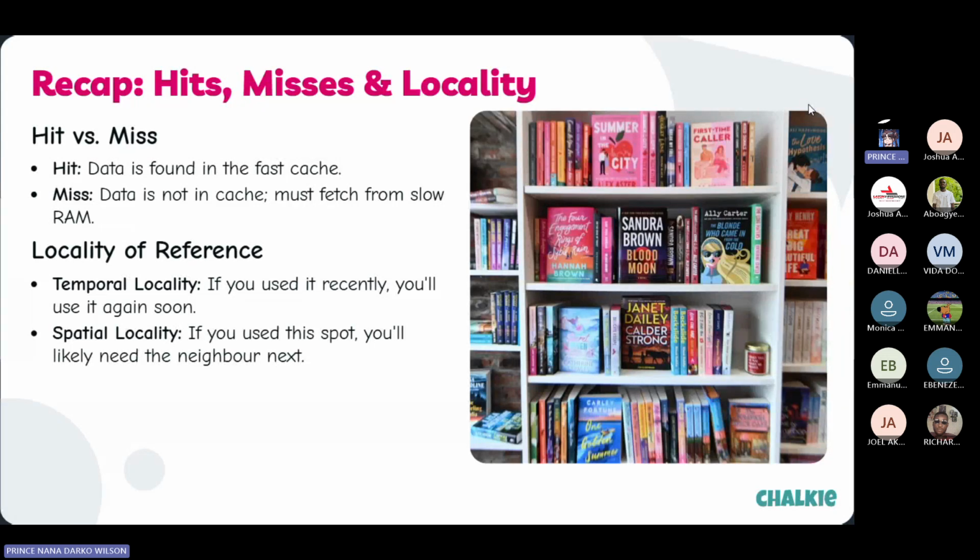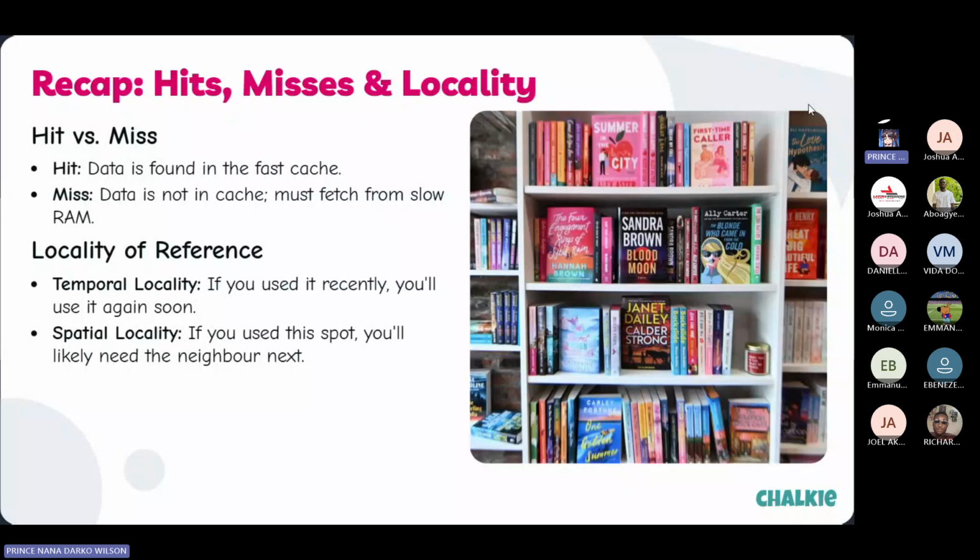This becomes important because the cache has such little storage space that you can't hold everything. Therefore, data must be prioritized. What is really needed will be stored at a time. So it uses temporal locality to store what is likely to be addressed because it has been addressed recently. So temporal deals with time. And then it uses spatial locality. It says if you use the spot, you likely need the neighbor next.